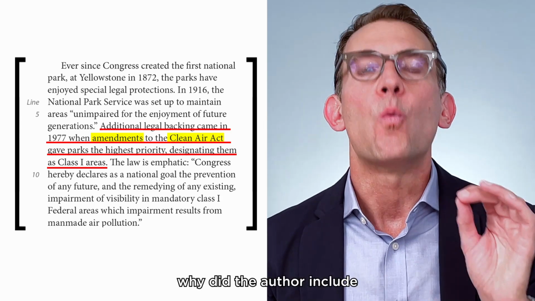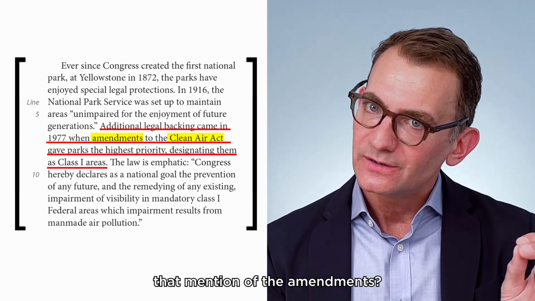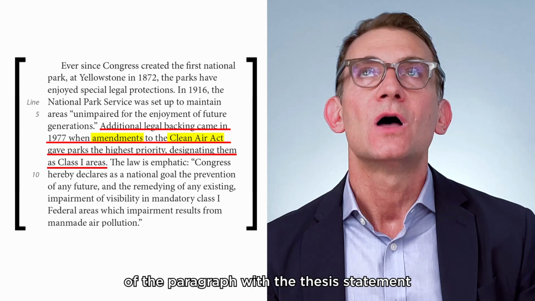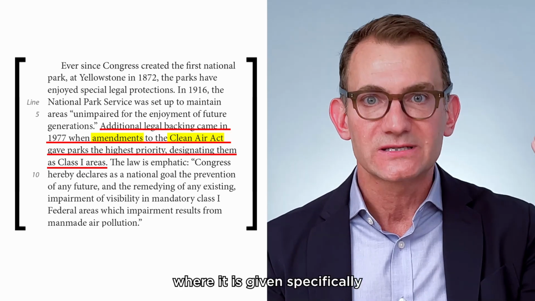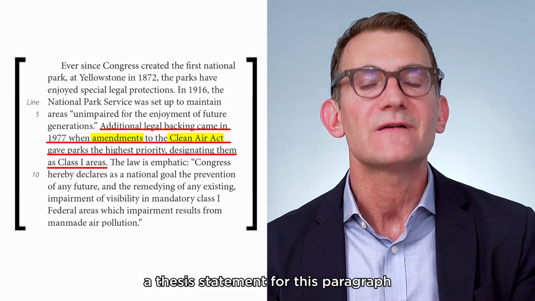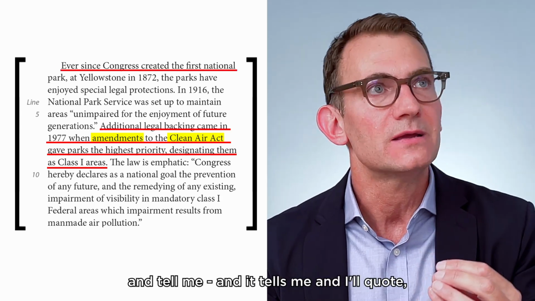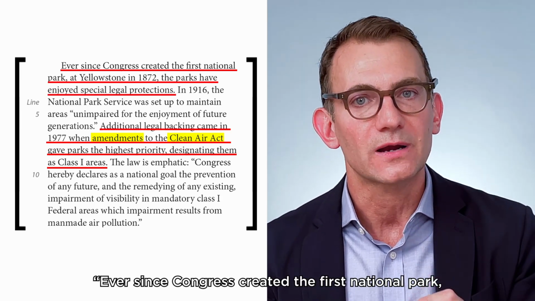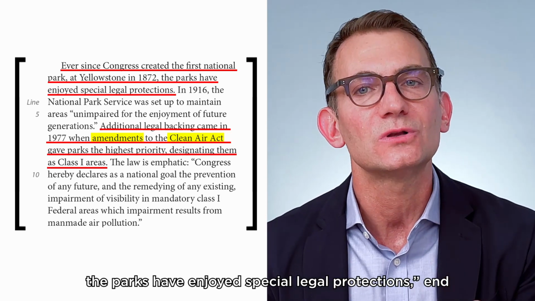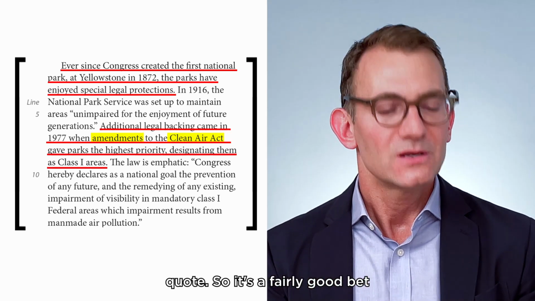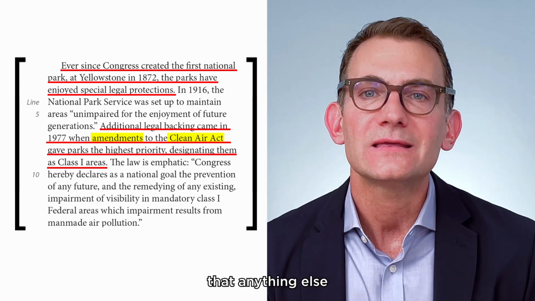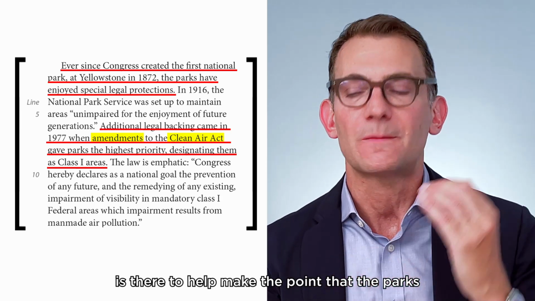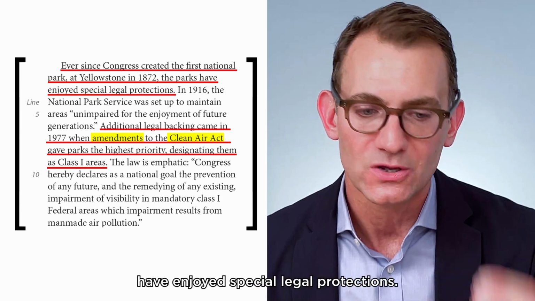Asking yourself, why did the author include that mention of the amendments? So I'm going to go all the way back to the beginning of the paragraph with the thesis statement, specifically the thesis statement for this paragraph, and it tells me, and I'll quote, "Ever since Congress created the first national park, the parks have enjoyed special legal protections," end quote. So it's a fairly good bet that anything else that the author mentions in this paragraph is there to help make the point that the parks have enjoyed special legal protections.